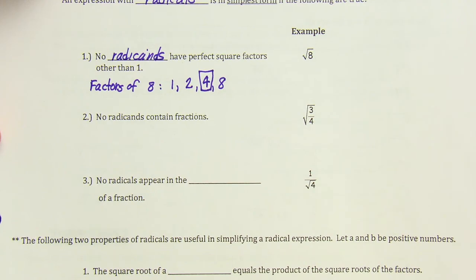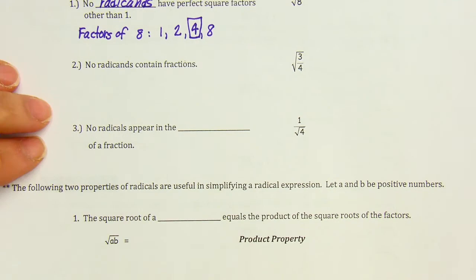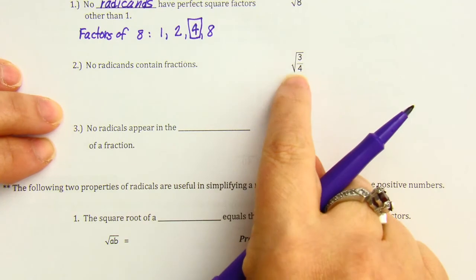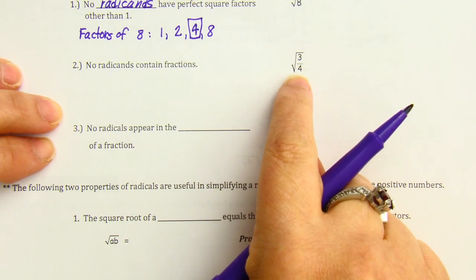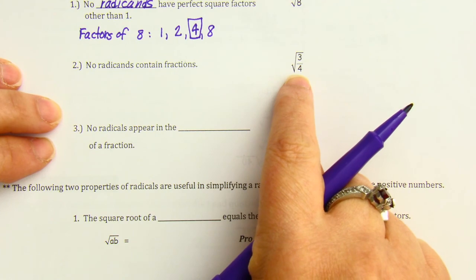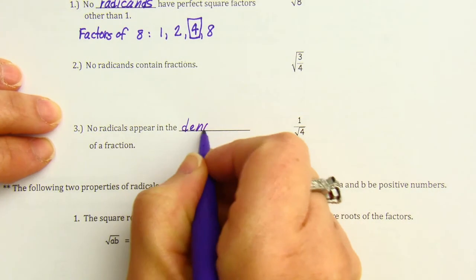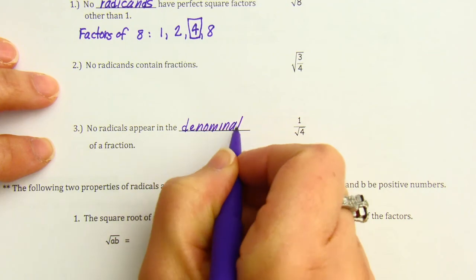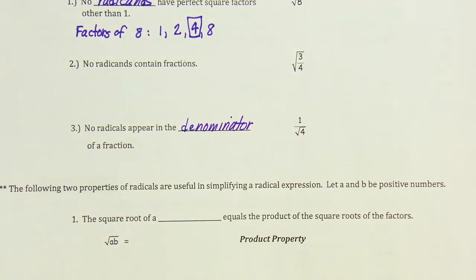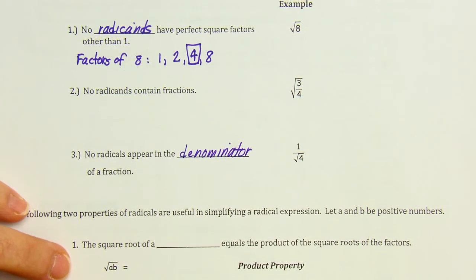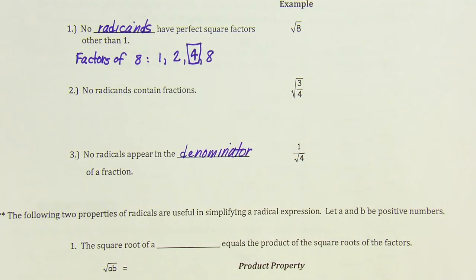The next thing is no radicand can be a fraction. So I see this, the square root of 3 over 4. I have to break that apart, and I have to simplify the denominator. Because the third thing is no radicals appear in the denominator of a fraction. So all 3 elements in my examples column are not radical expressions in its simplest form. Okay, so we're going to work through, figure out how we simplify these.